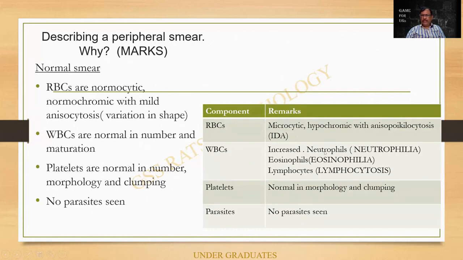WBCs may be increased: neutrophils, neutrophilia. If eosinophils are increased, eosinophilia. If lymphocytes are increased, lymphocytosis. Do a differential count and express it accordingly. Platelets usually will be normal. Normally, a parasitic smear is not kept for staining.